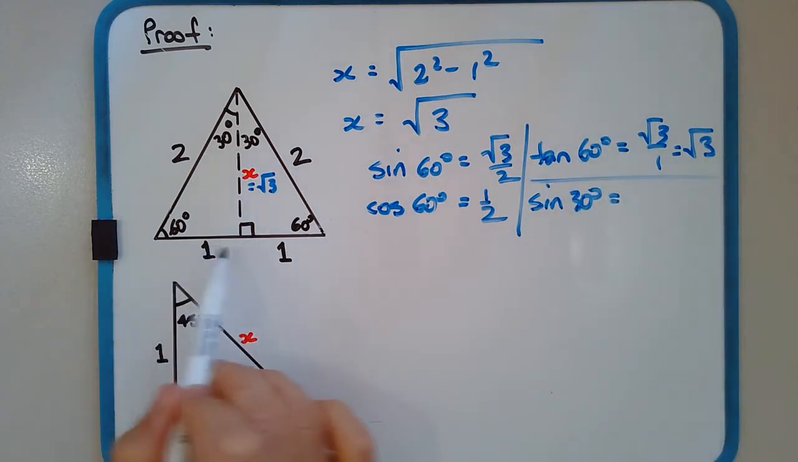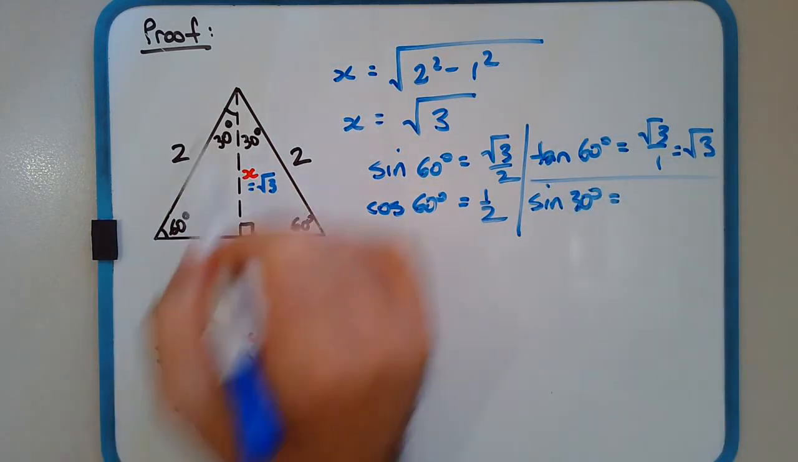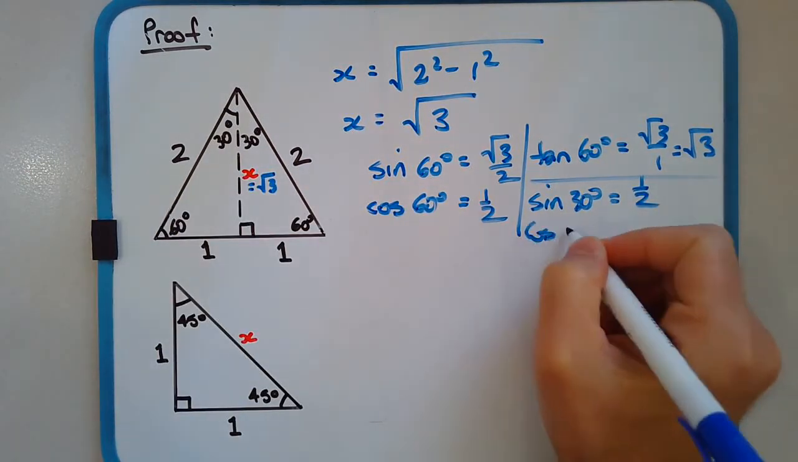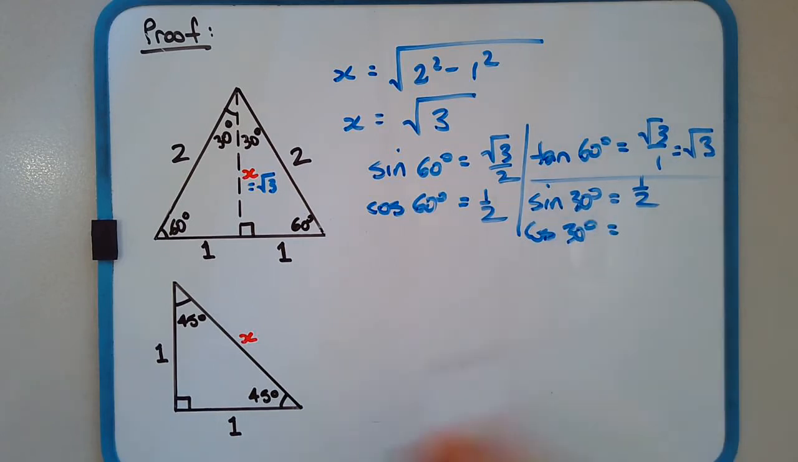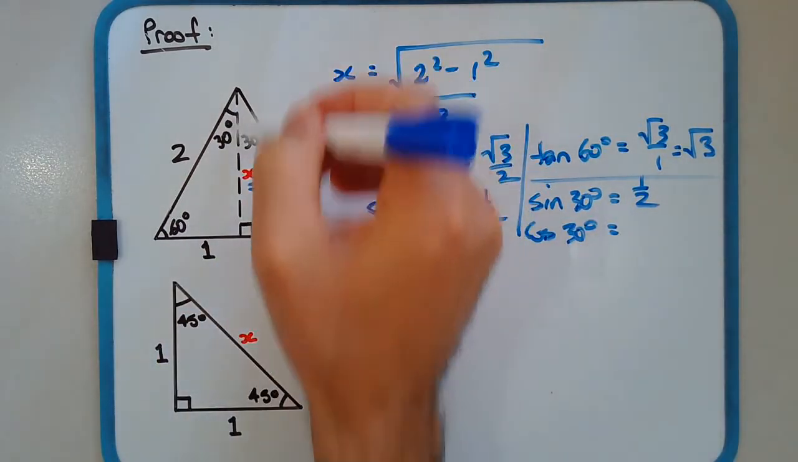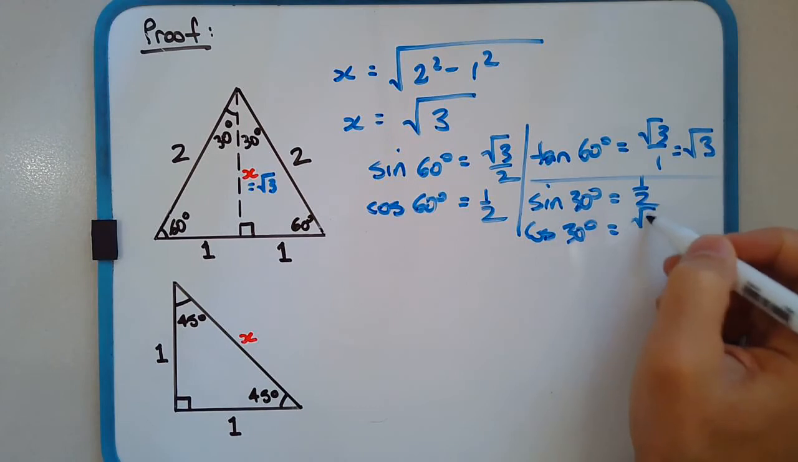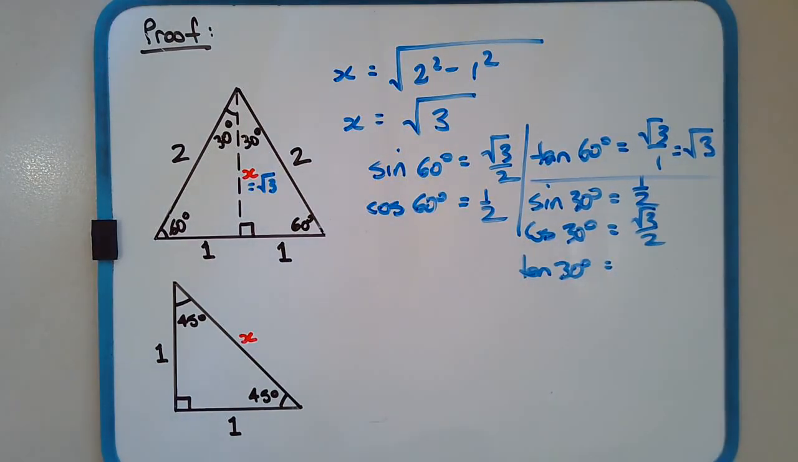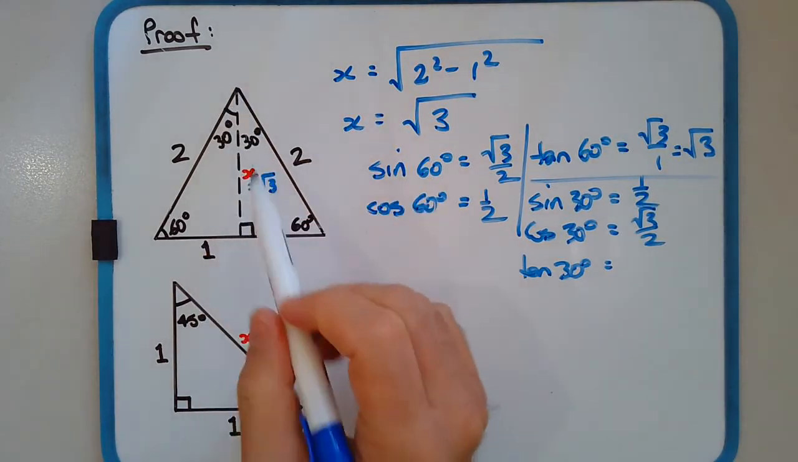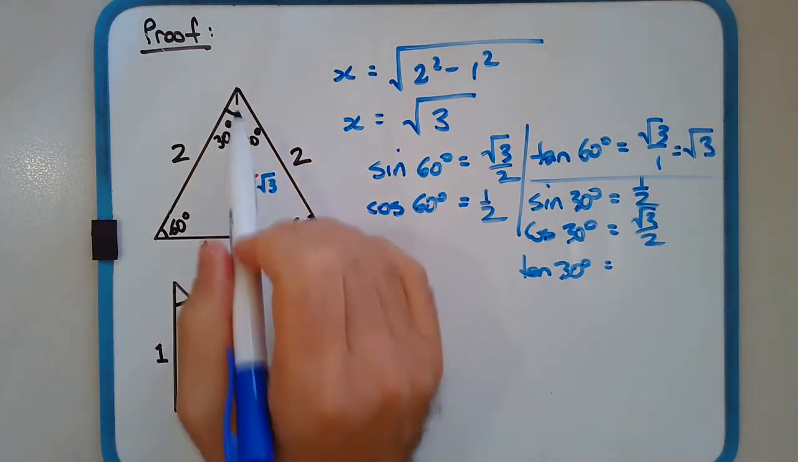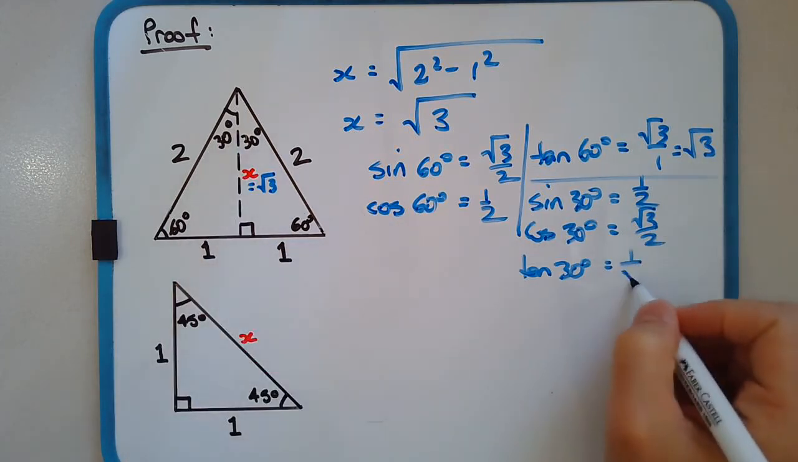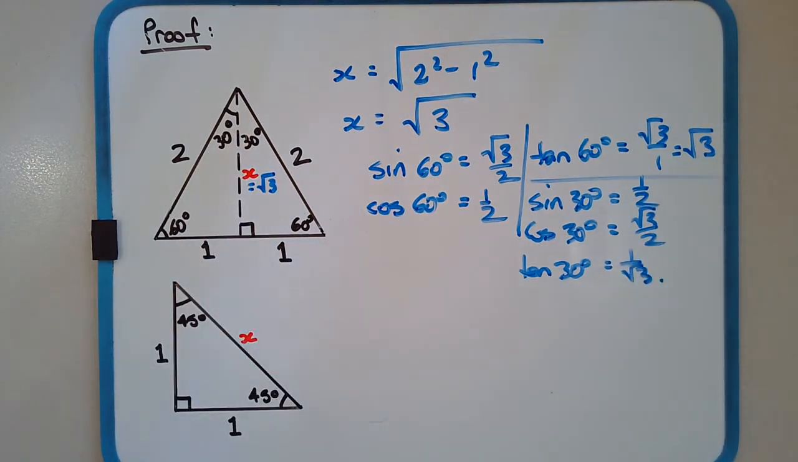is equal to opposite, which is now the 1, over the hypotenuse, and that's half. Cos of 30 degrees is adjacent over hypotenuse, root 3 over 2, and tan of 30 degrees is equal to opposite over adjacent, so 1 over root 3. So we've seen those in the table.